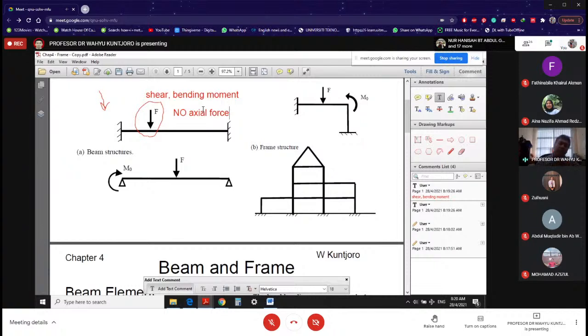Now let's look at the right side. On the right side, we have frame.